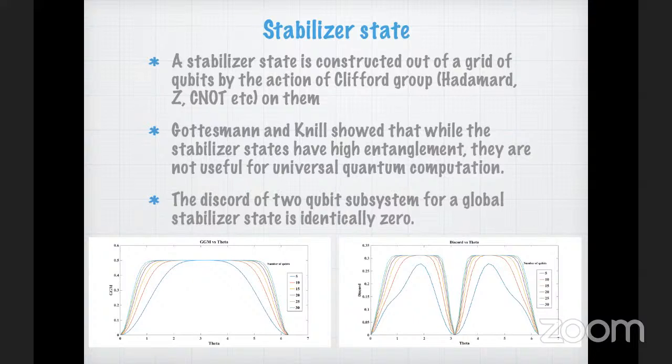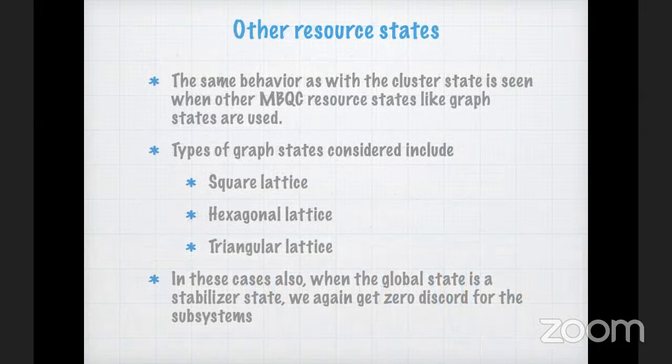So it seems like in the cluster state case, whenever there is computationally useful entanglement in the global state, there is high discord, and at the particular point where it vanishes, when the cluster state also becomes a stabilizer state, which is at theta equal to pi, you find that the subsystem discord goes to 0 abruptly. And we have seen the same.